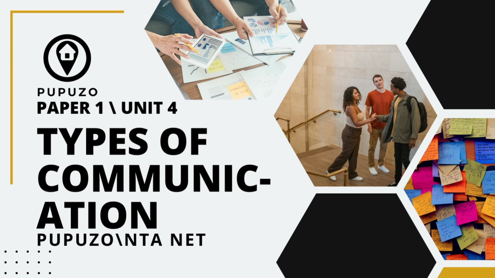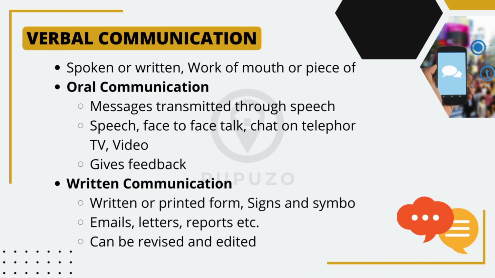So, let's jump right in. Communication can be classified into two main types, verbal communication and nonverbal communication. Let's start with verbal communication. Verbal communication involves the use of spoken or written words to convey messages. It encompasses the sounds, speech, words, and language that we use to express ourselves.